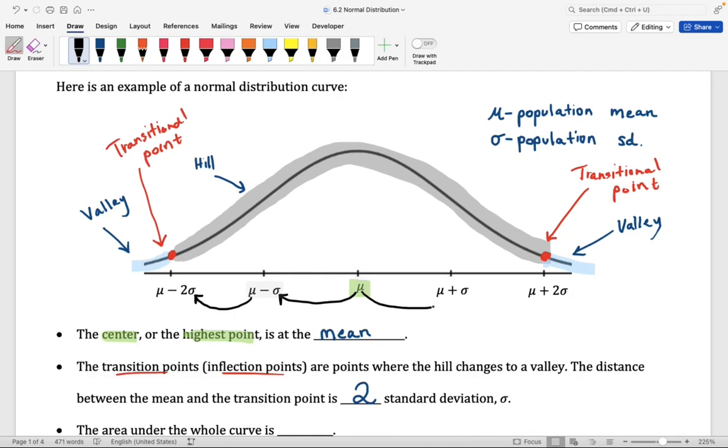Same thing here on the right. We can go ahead and label the first standard deviation to the right, that is mu plus sigma. And then we can label another standard deviation, the second standard deviation to the right, which is mu plus 2 times sigma. Here at mu plus 2 times sigma, we see the other transitional point. So again, those transitional points are found 2 standard deviations away from the mean, on the left side and on the right side.